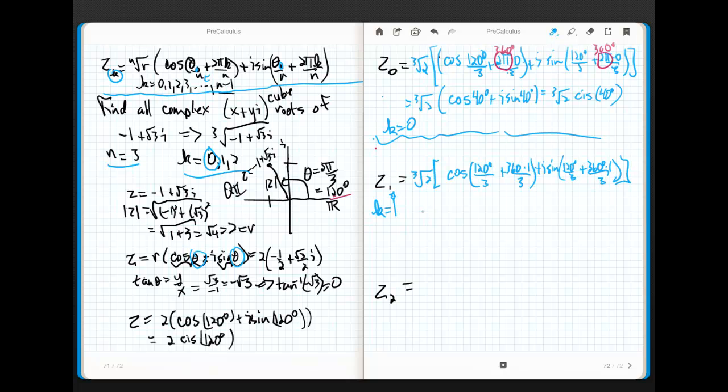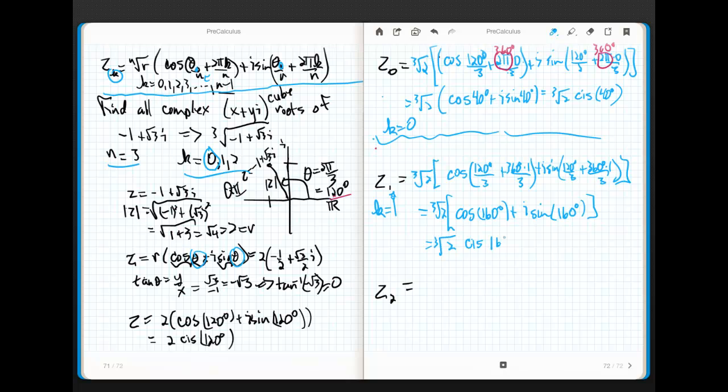And then we take a minute and we clean it up. So this equals the cube root of 2 times, and here we go. 120 degrees divided by 3 is 40 degrees. 360 degrees divided by 3 is 120. So doesn't this become the cosine of, let's make sure, 40 plus 120, that's 160 degrees, plus i sine of 160 degrees. And this ends up, if you want to get fancy, it's the cube root of 2.